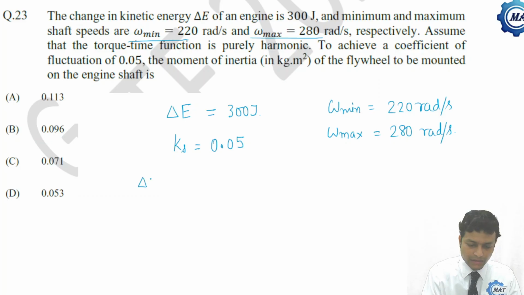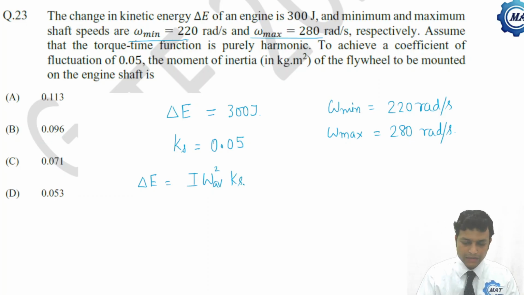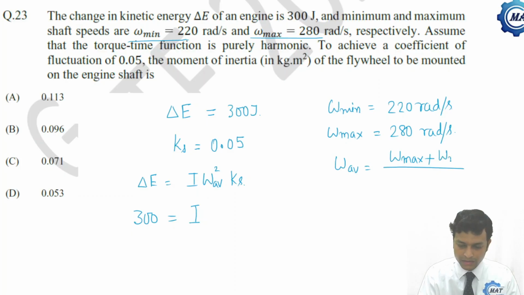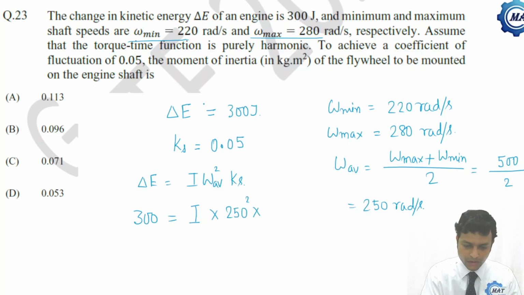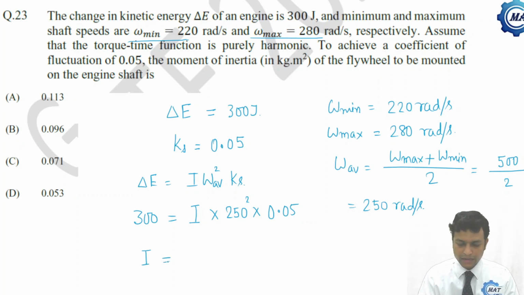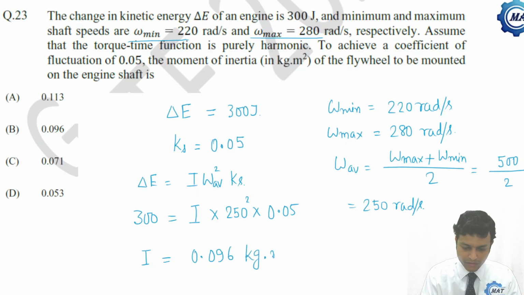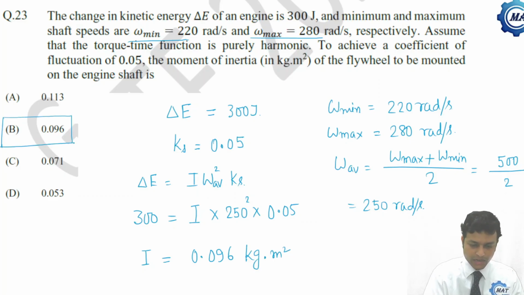We know that delta E is I omega average square into Ks. Putting that value, I has to be determined. What is omega average? Omega average is omega max plus omega mean divided by 2. So 280 plus 220, 500, divided by 2, that is 250 radian per second. So 250 square into the value of Ks, 0.05. From this you can easily calculate I, which becomes 0.96. What will be the unit of I? Kg meter square. Now you can check that this option is correct.